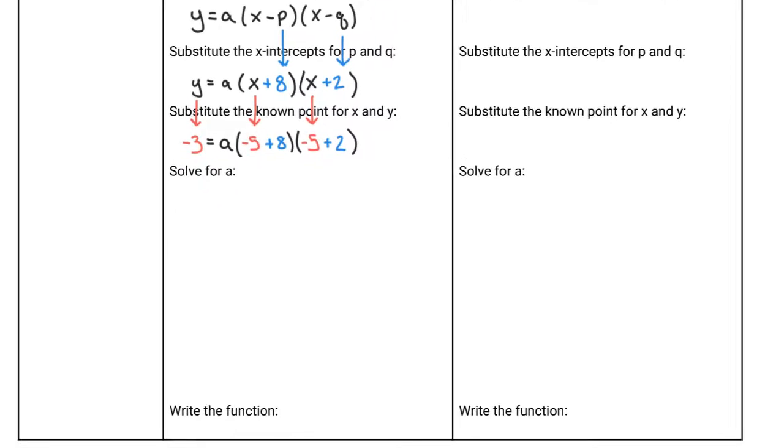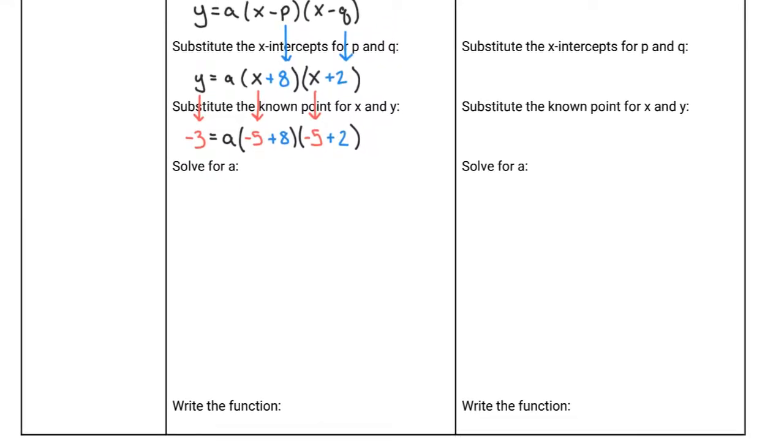So if we take this, what we've plugged in so far, and start to simplify, we can see -3 equals A times, let's say -5 plus 8 is a +3. -5 plus 2 is a -3. We get -3 equals A times -9. And if we divide both sides by -9, we get 1/3, +1/3.